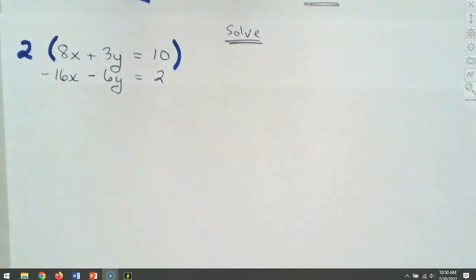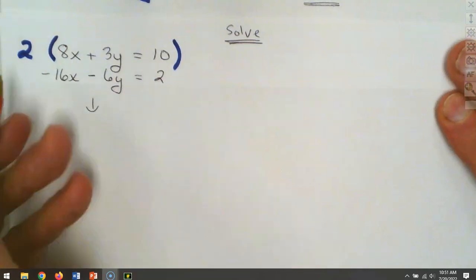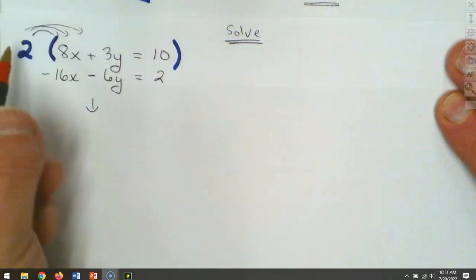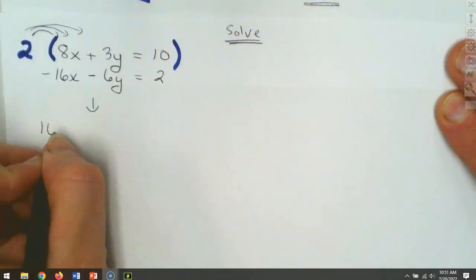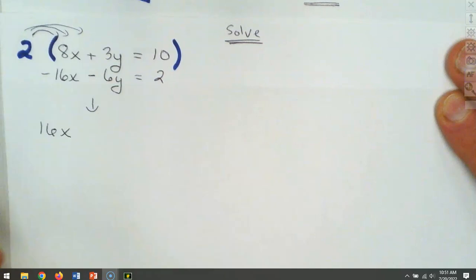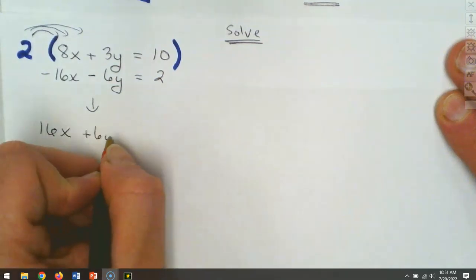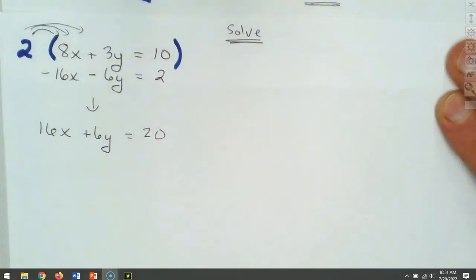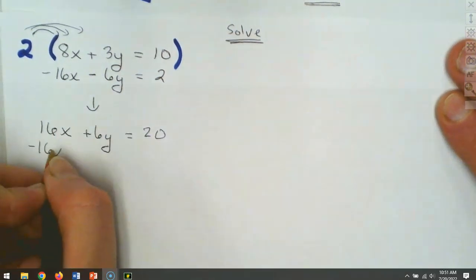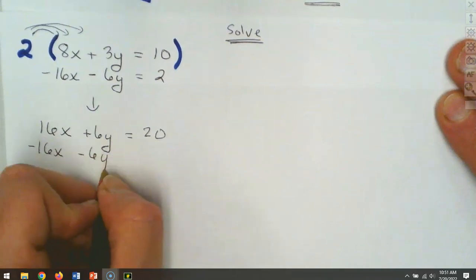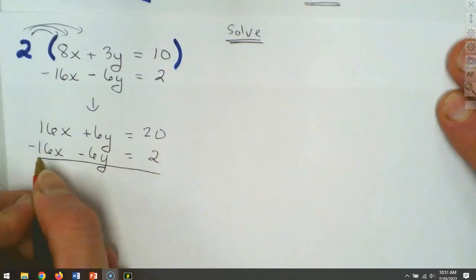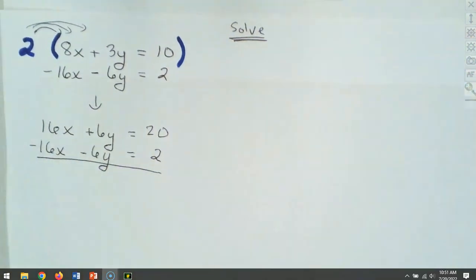But it's going to be a little bit different when we do that. So when we rewrite these and distribute that 2 through, 2 times 8, that's 16x. 2 times 3, that gives you a 6y. 2 times 10, that is 20. The second equation looks almost the same, but now we've got something different.